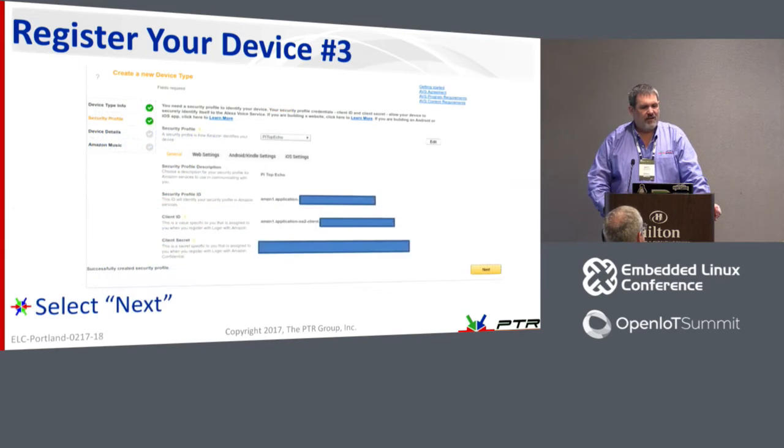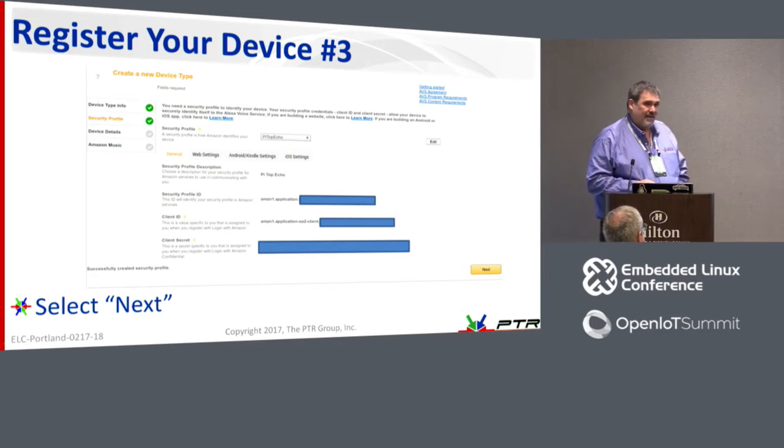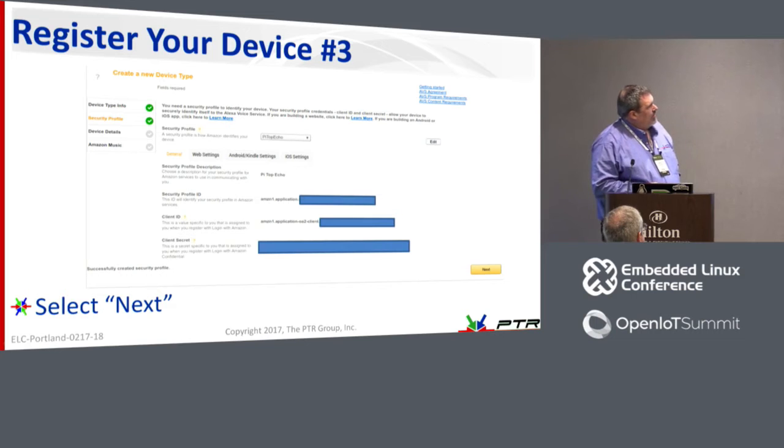Then once we click next, it'll generate a series of credentials. The screen's a little washed out, but there's a whole bunch of stuff under the blue here that goes with your security profile ID, your client ID, and then the client secret, which is basically the certificate that they generate. What you're going to have to do is copy this stuff out of this web page and copy it into the Alexa build environment in order to be able to authenticate. Now, that gets you at least part of the way there.